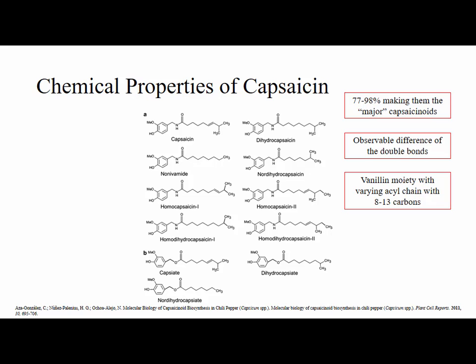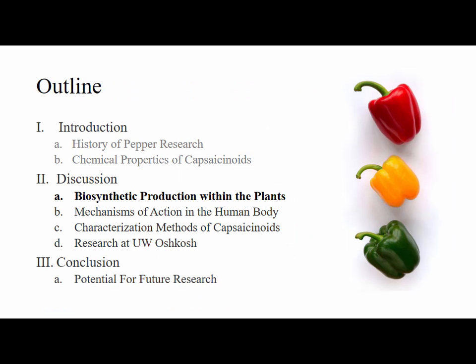As mentioned before, there's an observable difference in the double bonds, and this accounts for the saturation of the tails. There's a vanillin moiety with a varying acyl chain on all of these. Notice that some of these are vanillylamine moieties, and some of them actually only have oxygen groups attached, and they all vary in the length of their fatty acid chains. And again, not all contain amide groups.